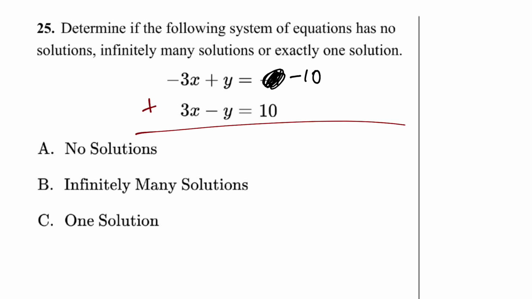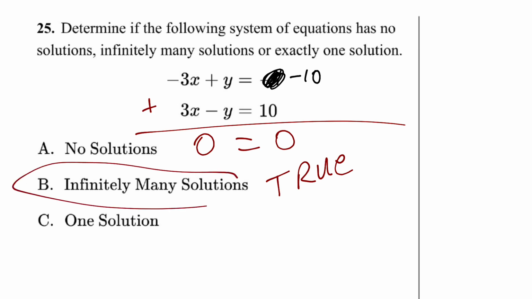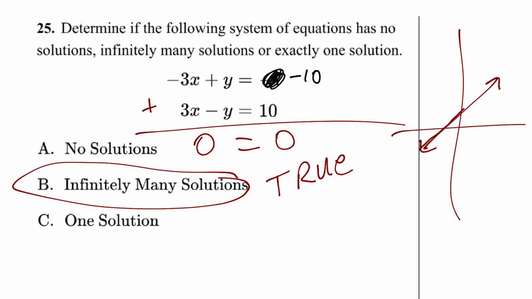So if I add these straight down, all the letters on the left cancel out. Everything on the right cancels out. This is a true statement. 0 does equal 0, so you'd pick infinitely many solutions. On a graph, this is actually the same line that's sitting on top of itself. So every point is on both lines. How do you recognize it? When the letters go away, you are left with a true statement, like 0 equals 0.